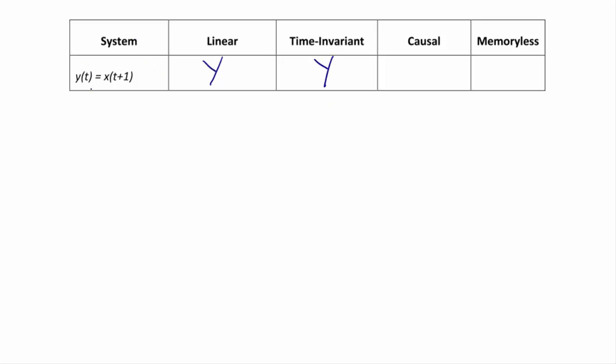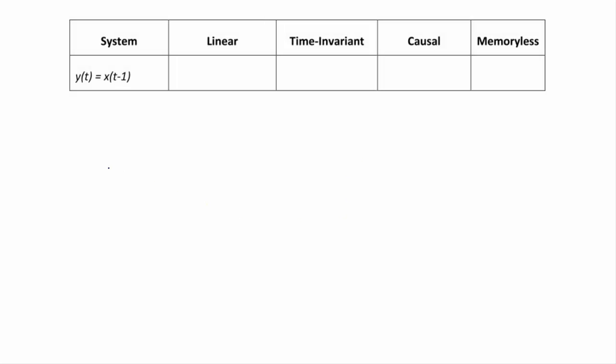However, because the value at time t depends upon the input at t plus 1, it's not causal because it depends on a future value. And because it depends on a future value, it's also not memoryless. If you put in numbers to see this, you would see that y of 0 depends upon x at time 1. So that's a future value of x.